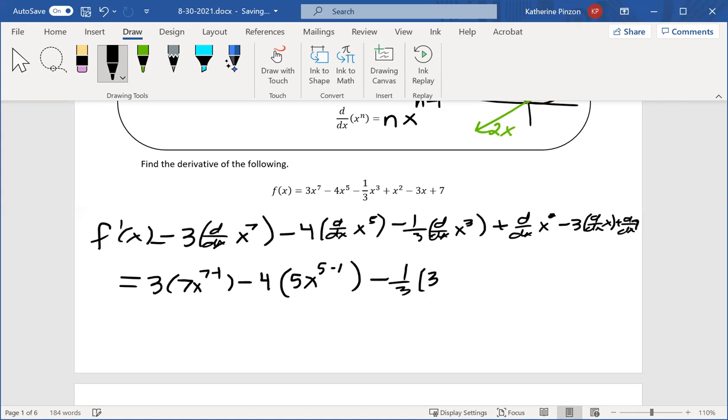Derivative of x cubed. Bring the power in front, 3, x to the 3 minus 1. Derivative of x squared. Bring the power in front, 2, x to the 2 minus 1. Derivative of x, the slope of that line is just 1, plus 0.